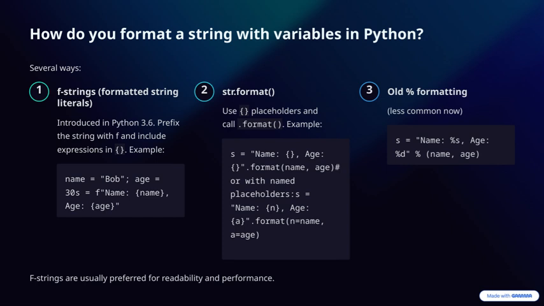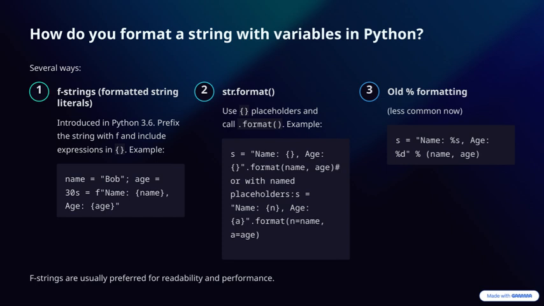This method has been around for a long time, but it's now less common because it can be a bit harder to read and maintain, especially with more complex strings. Next, there's the format method, which is a bit more modern. You can use it with placeholders like %s equals name, age.